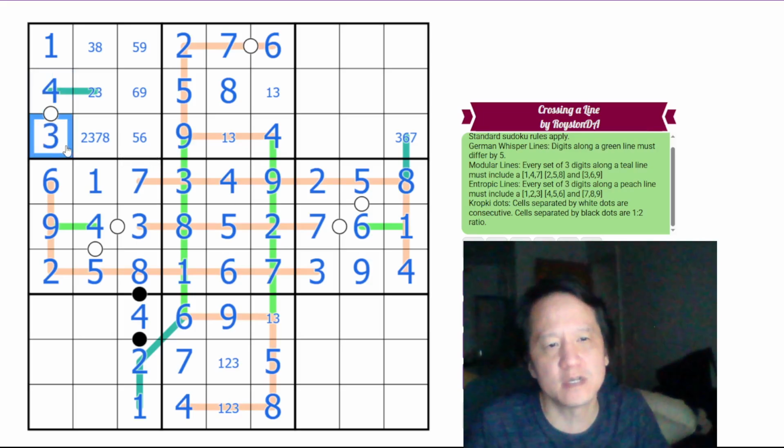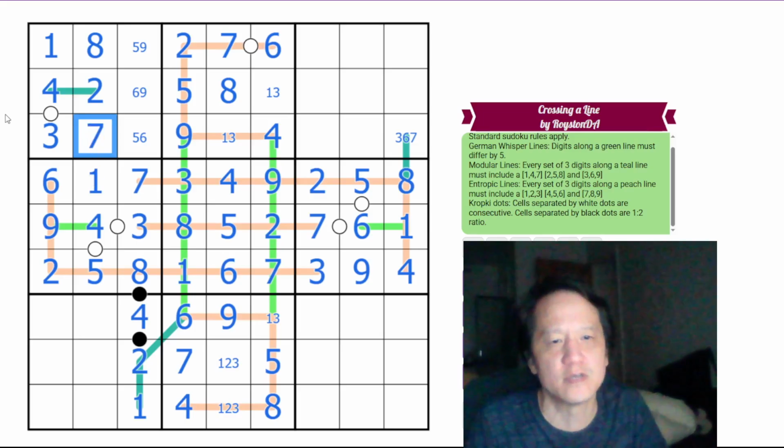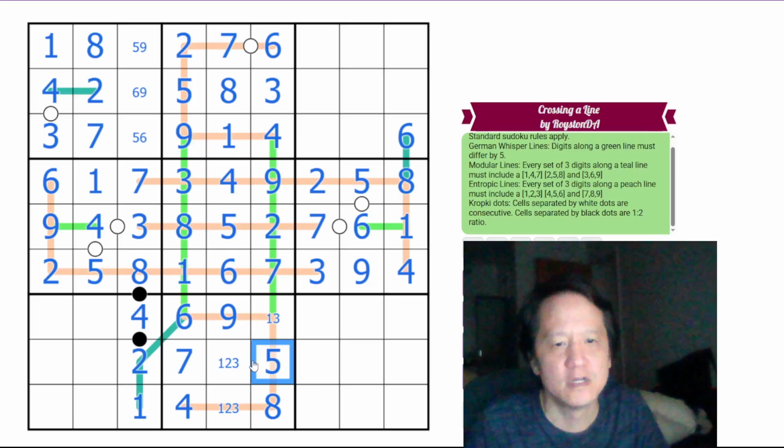makes this consecutive with a 3. That 3 eliminates 3 here, so this must be a 2. This 3 eliminates 3 here, so this is 8. This can't be 2, 3, or 8, so this is 7. 3 eliminates 3 here, so that's 1 and 3. This can't be 3 or 7, so that's 6. These can't be 1 or 2, so this is 3, which makes this 1, which makes that a 2.